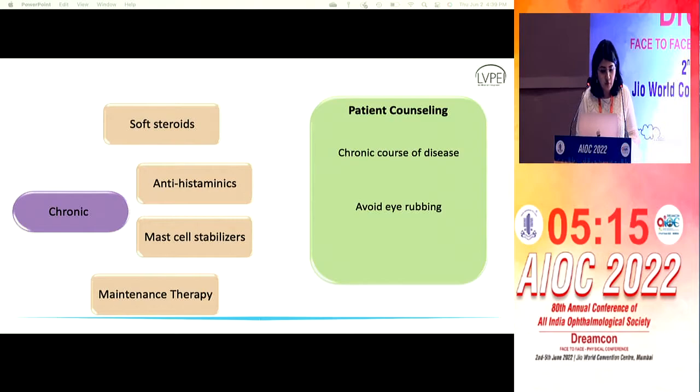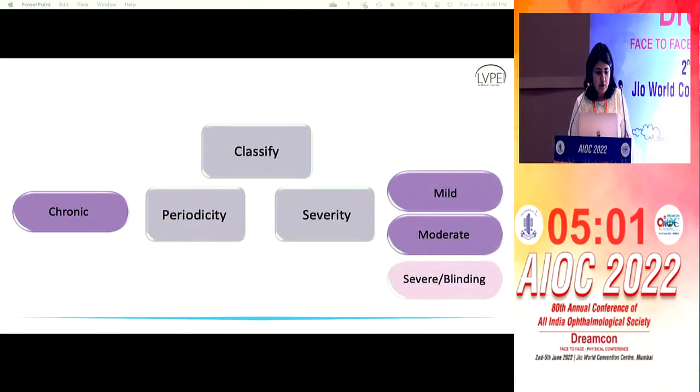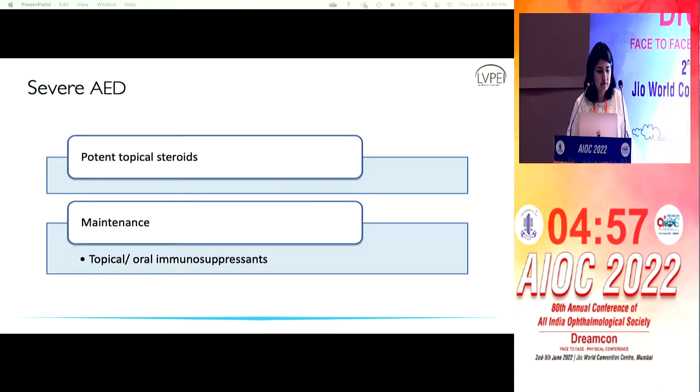And avoiding eye rubbing cannot be overemphasized, because this also plays a very important role in the pathogenesis of the disease, and patients have to be counseled that if they have the urge to itch, they can use cold compresses instead. So coming to the management of severe or blinding disease, in these cases in the acute phase, potent topical steroids, prednisolone acetate 1% in a tapering dose, are administered.